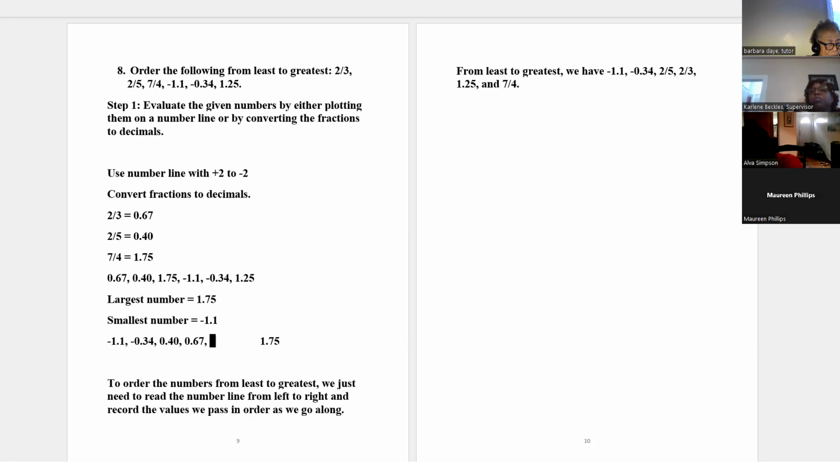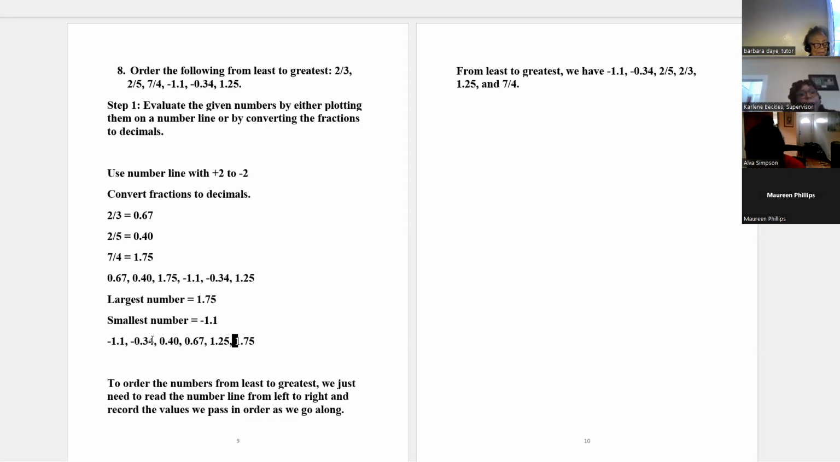You can't see the screen, right? No, I can't. Maureen, what's the next number? Minus 1.25, but that's not a minus now. 1.25. Yes, 1.25. There we go. And now you've got them in order from smallest to largest.